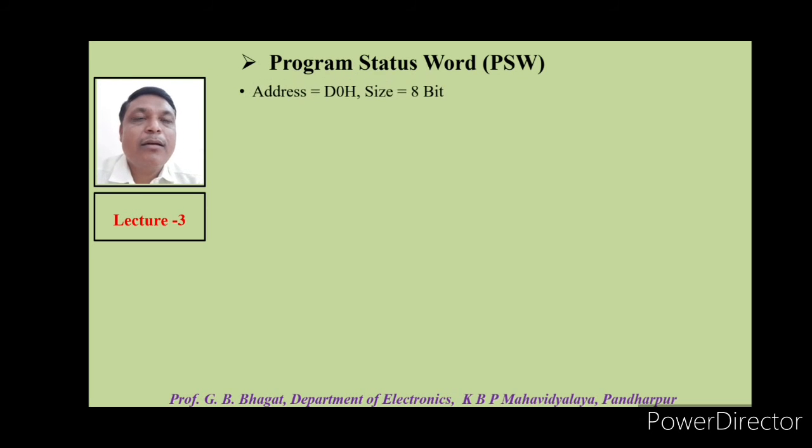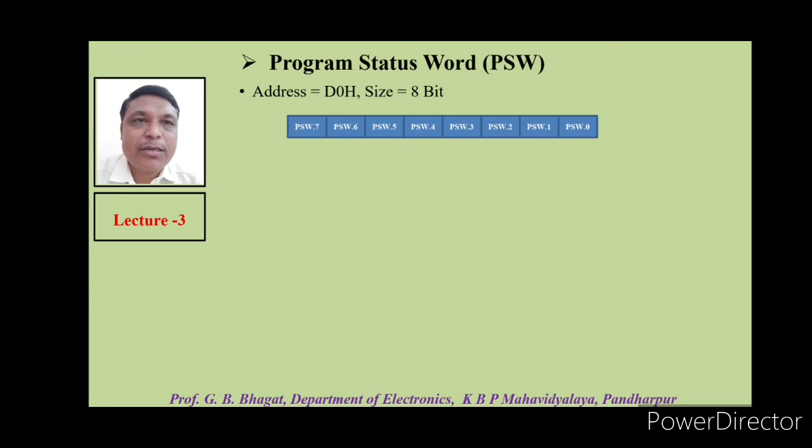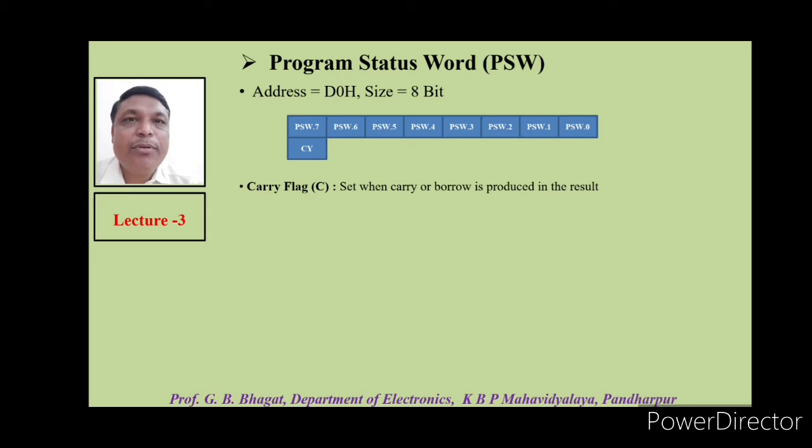Next, let us see PSW, the program status word of the 8051. This PSW has the address D0H and the size of the PSW is 8 bits. Let us see the structure of the program status word. This PSW consists of a total of 8 bits. Let us see each bit one by one. First, the MSB of this PSW is used for the carry flag.